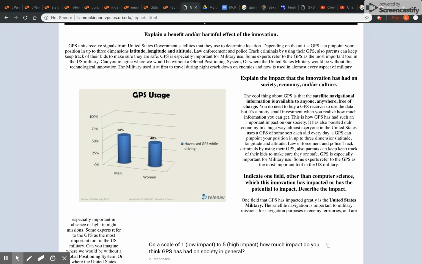It has also boosted our economy in a huge way. Almost everyone in the United States uses a GPS of some sort every day. A GPS can pinpoint your location. Law enforcement track their criminals. GPS is especially important in the U.S. military.